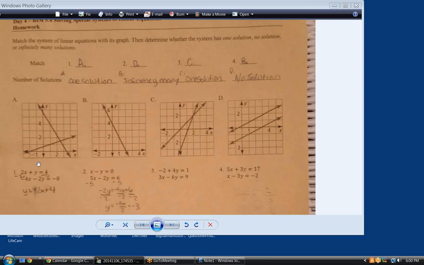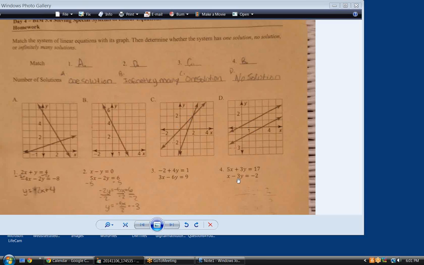Notice that I can pick that out from the graph. That's one solution. That's no solution. Is that no solution? Hold on a moment. Let's see. That's infinitely many, and that's no solution. That's one solution.